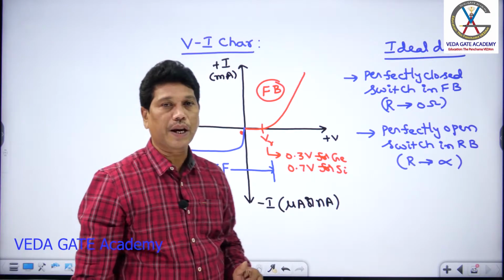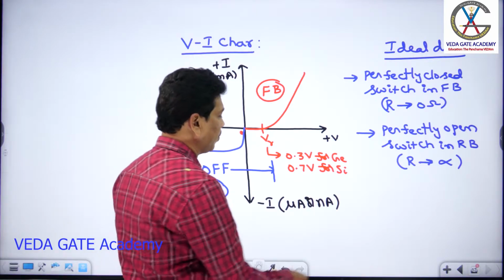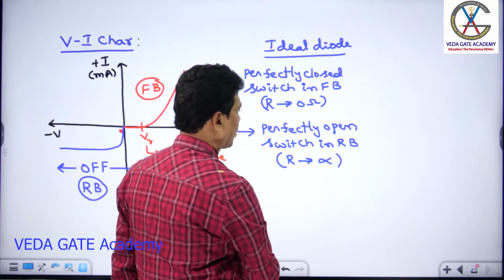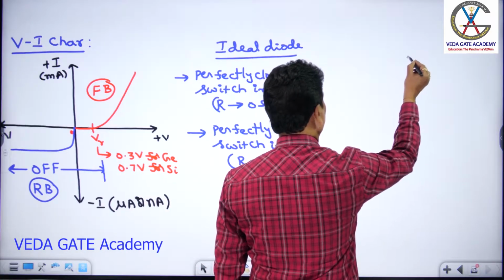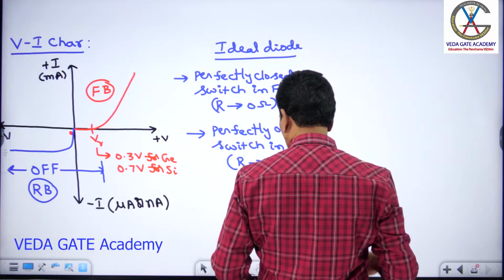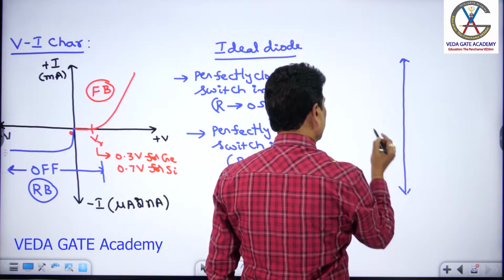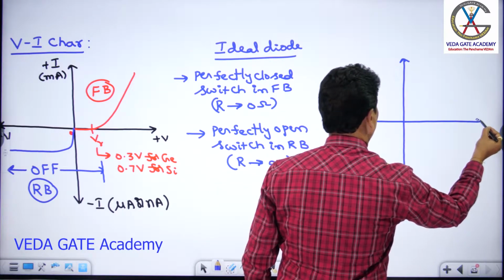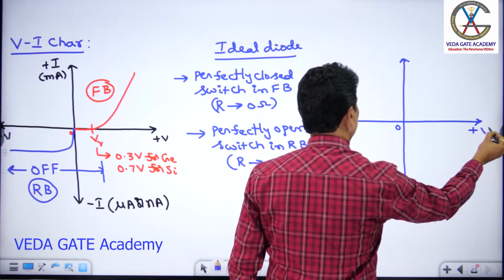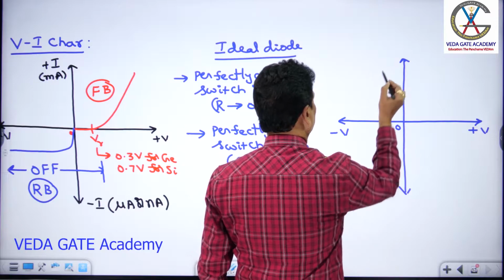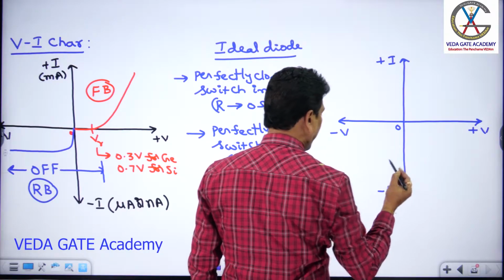Suppose I sketch the VI characteristics of an ideal diode, that is a theoretical approach. Now I can draw the VI characteristics for the ideal diode. This is the case. I draw the VI characteristic graph now. So this is the VI characteristic for an ideal diode. You can compare that one with the practical diode again.